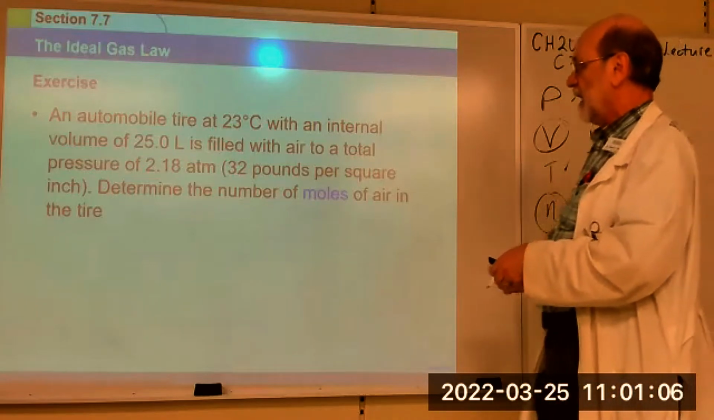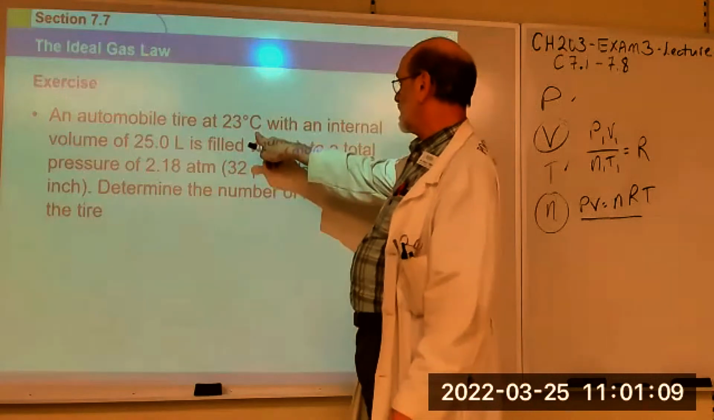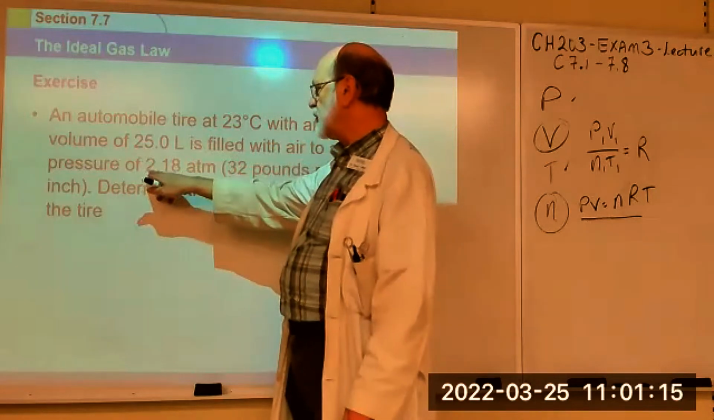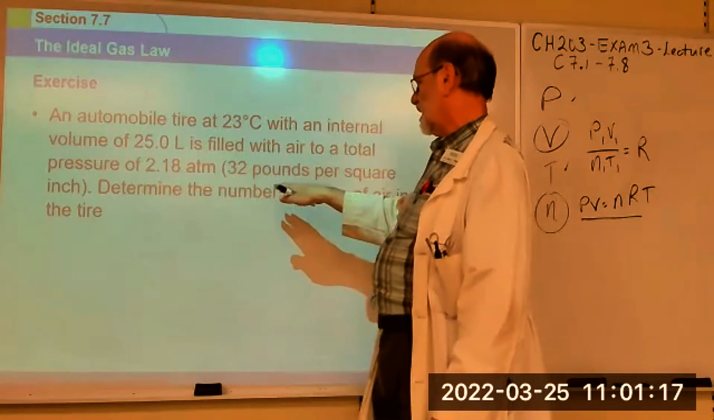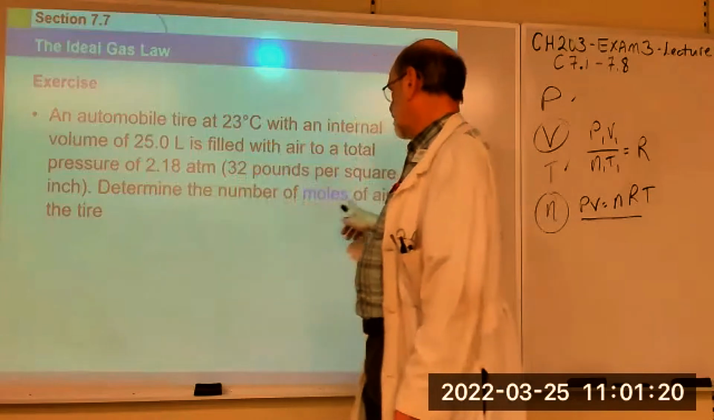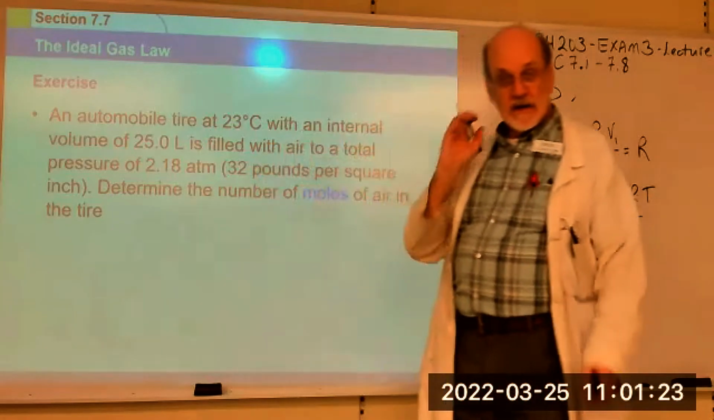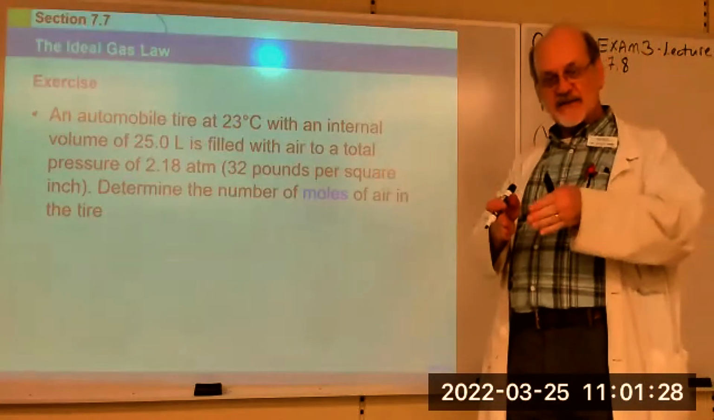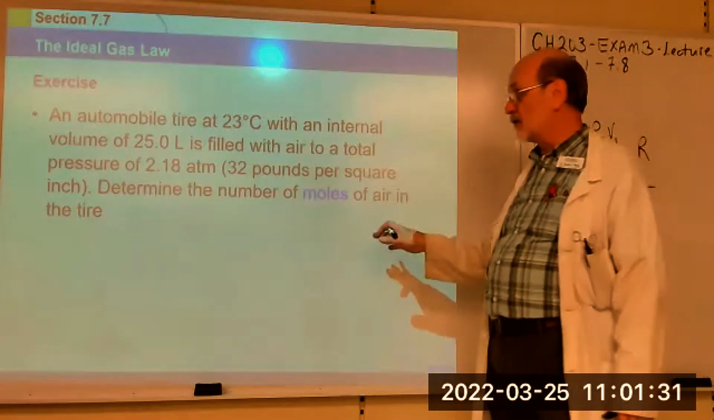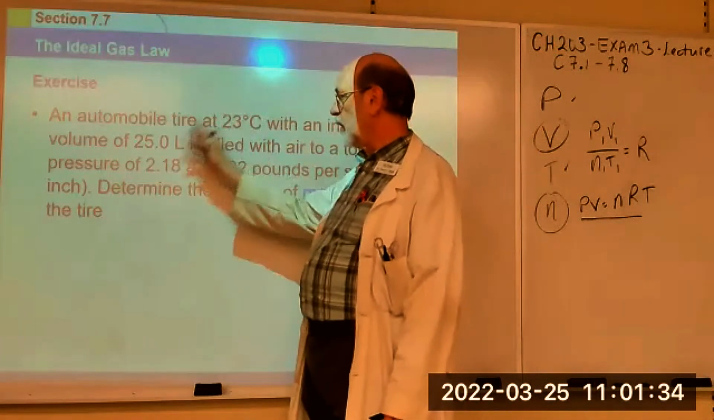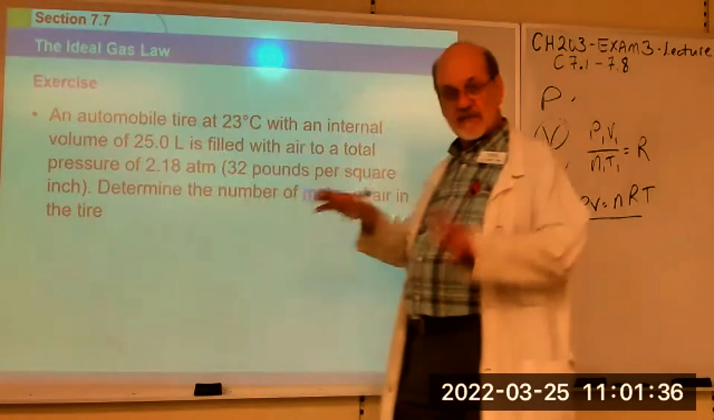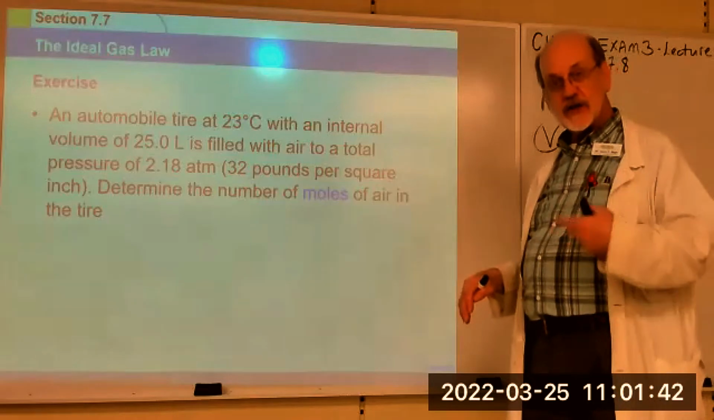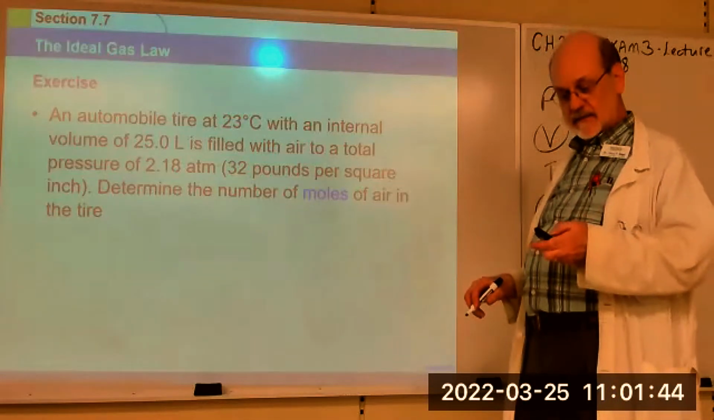Okay, in this case, an automobile tire at 23 degrees, with an internal volume of 25 liters, is filled with air to a 2.18 atmosphere pressure. What's the number of moles of air in the tire? The first question you need to ask is, is this a before, after, or a state function? This is a state function. You're only given one temperature, one volume, one pressure. That's it. No before and afters. You know now that you need to use PV equals nRT to solve this problem.